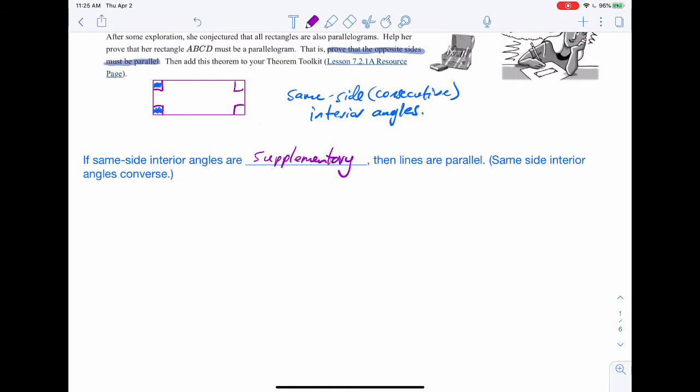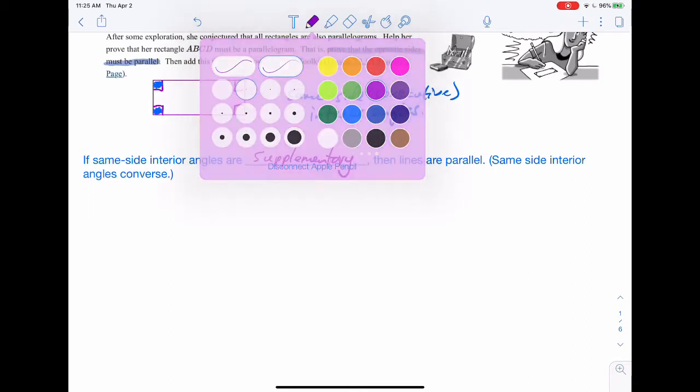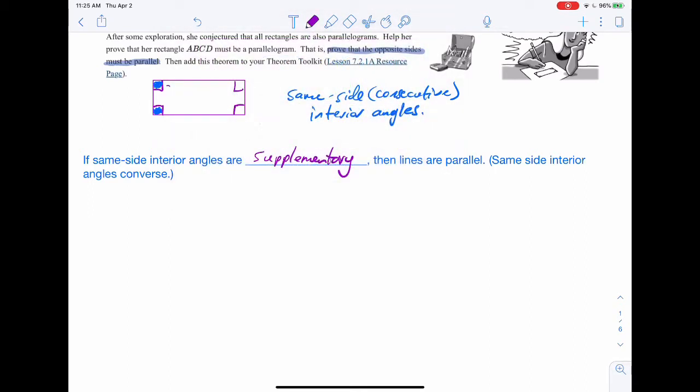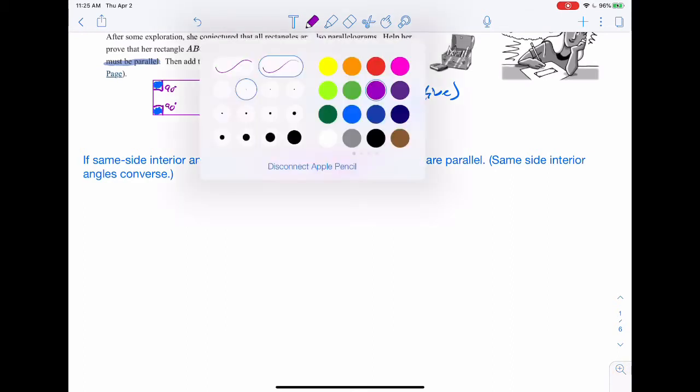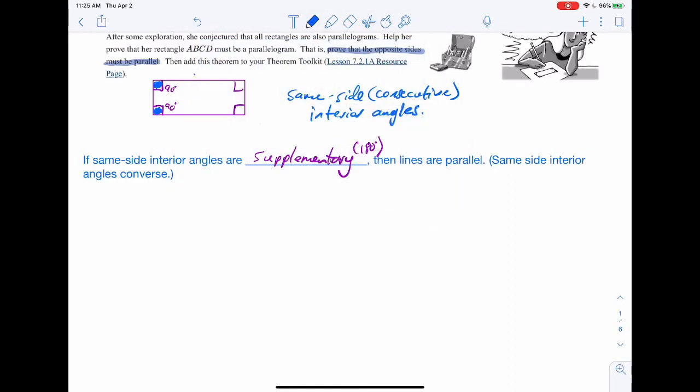So are these two angles here supplementary? Well, this box means that that is 90 degrees, and that is 90 degrees. 90 plus 90 equals 180. And when two angles add up to 180, they're supplementary. So if those same side interior angles are supplementary, which they are, then we can conclude that lines are parallel.